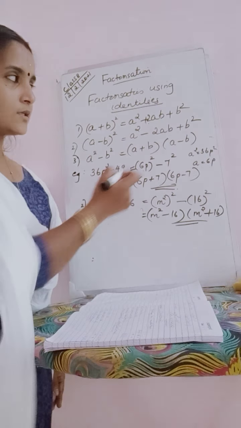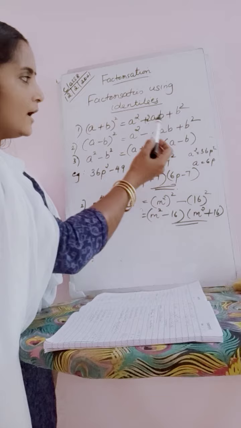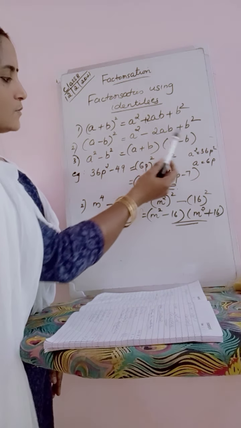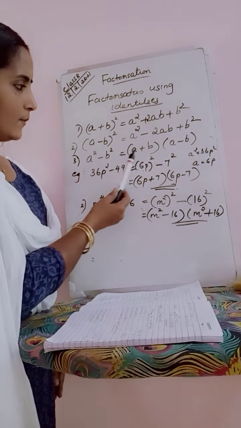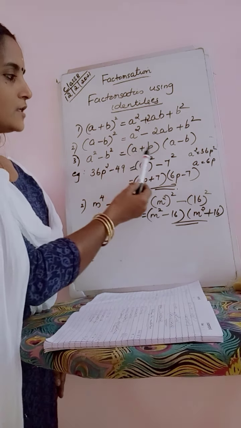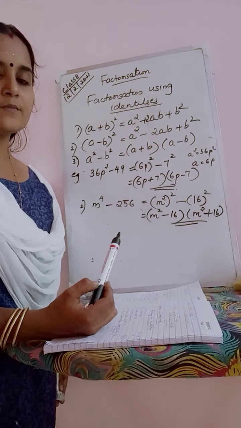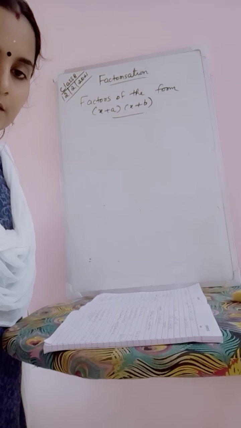Okay, these are the problems related to these three identities, that is a plus b the whole square is a square plus 2ab plus b square, and a minus b the whole square is a square minus 2ab plus b square. a plus b into a minus b is a square minus b square. All these three identities, and we do the problems related to these.